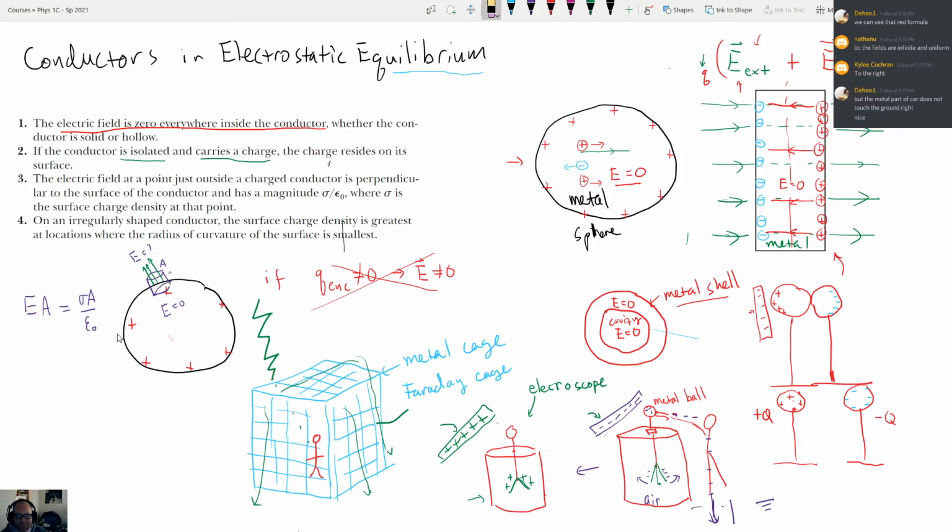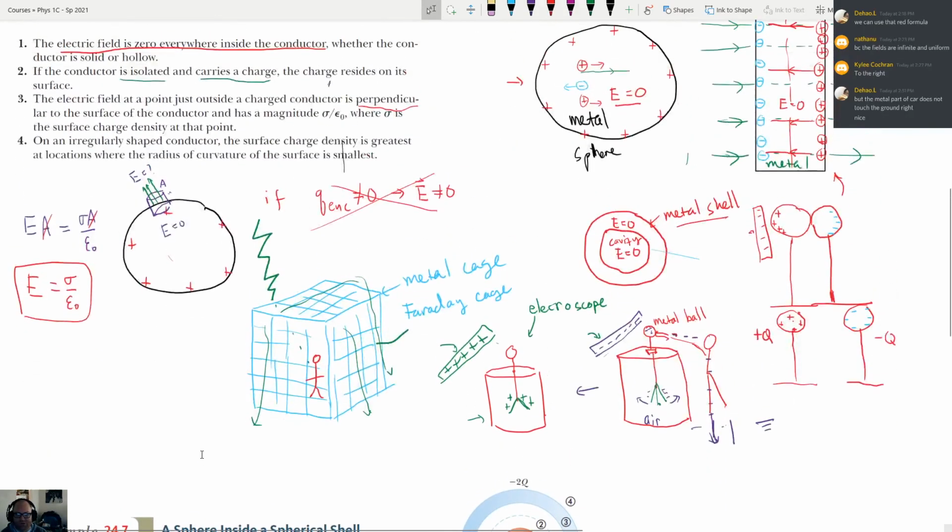All right, so in this case, we end up getting these cancel, and we get that the size of the electric field is just sigma over epsilon naught near the surface. Now the part I didn't mention about this is I have to prove that it's perpendicular too. So in order to prove that it's perpendicular, I should have done this part first really.